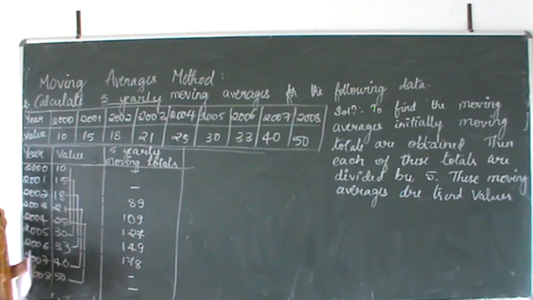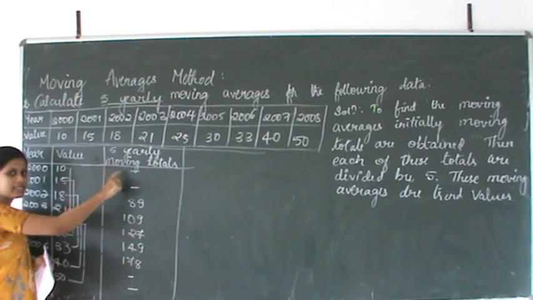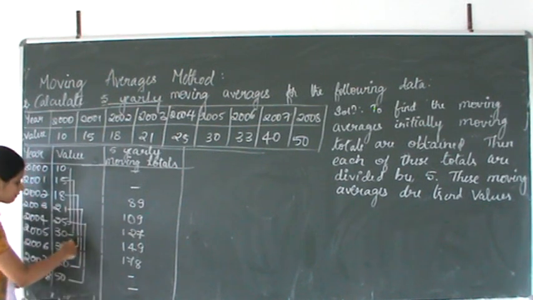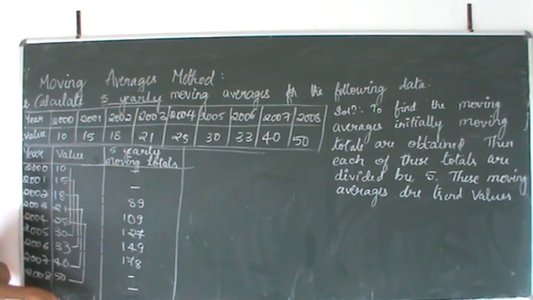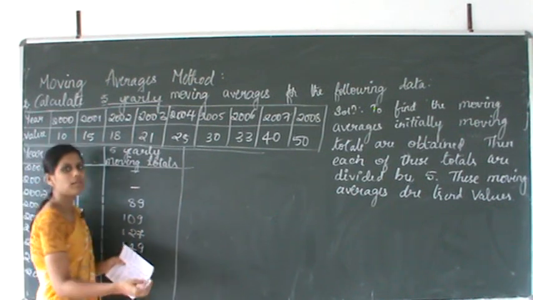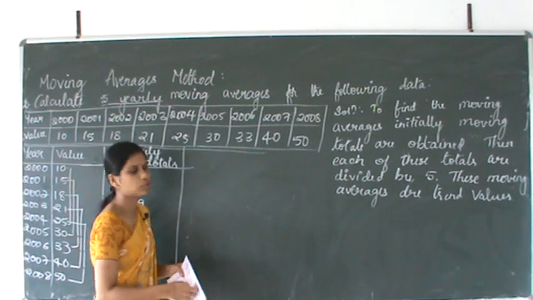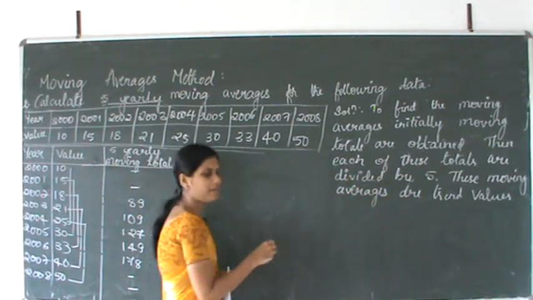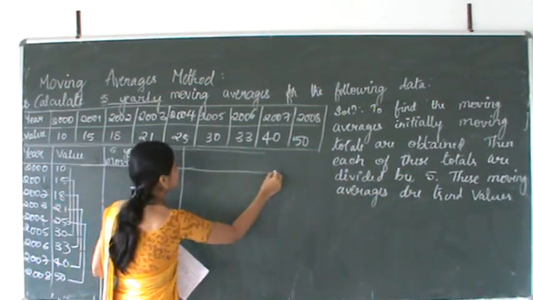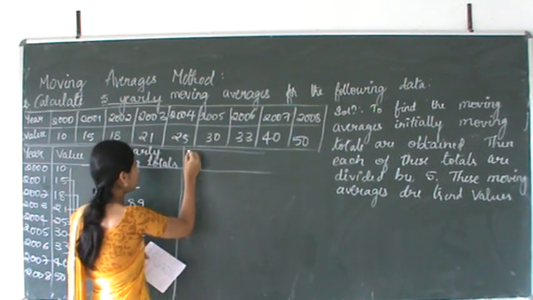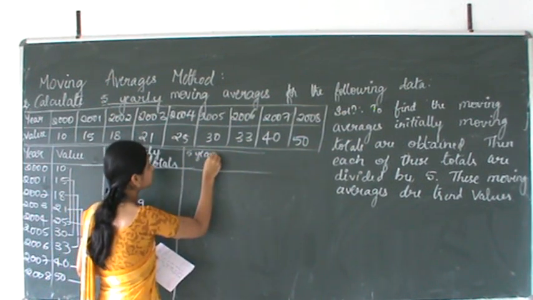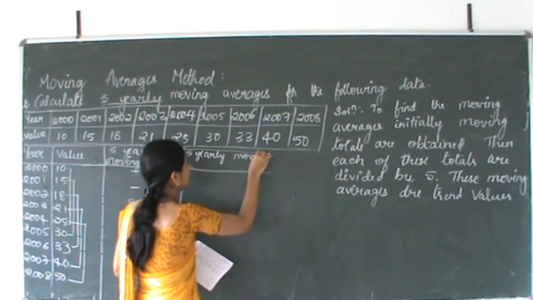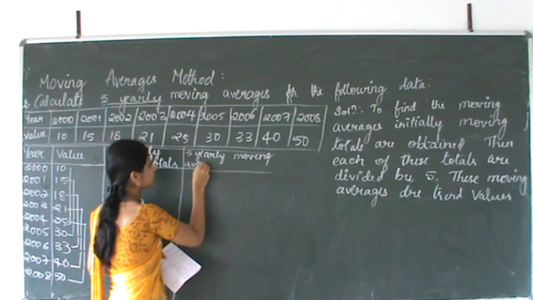See how many lines you have left blank in the beginning. The same number of lines will be kept blank at the end also, because we can't make any groups. In the next column, after calculating the totals, each of these totals will be divided by 5. That is considered as the 5 yearly moving averages or trend values.